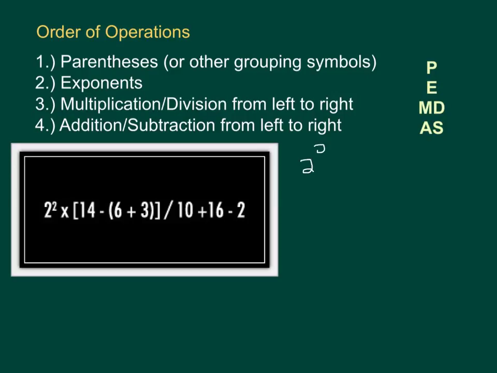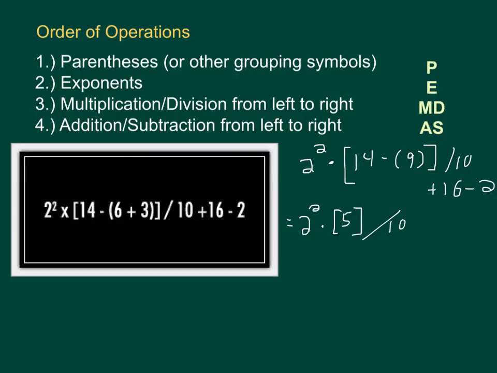I'm just going to rewrite what else I have. 2 squared, and I'm going to just write a dot instead of an X for time, since we're going to primarily just be using a dot. 14 minus the 6 plus 3 in parentheses becomes 9. Divide by 10. And then I'm just going to squish it onto the end here, plus 16 minus 2. Now I'm still looking inside the next set of grouping symbols, which are located here. And so I'm going to do the 14 minus 9. So 2 squared times 14 minus 9 is 5, divided by 10, plus 16 minus 2.